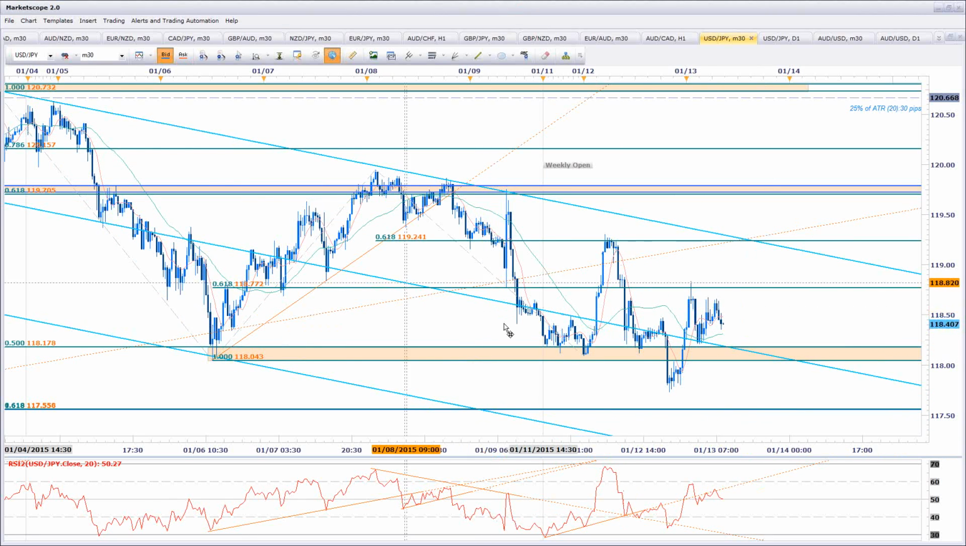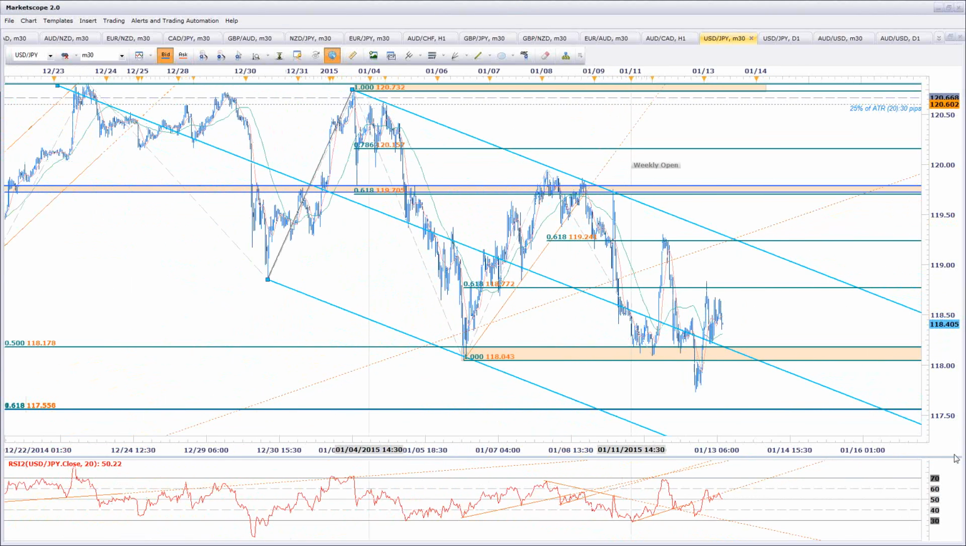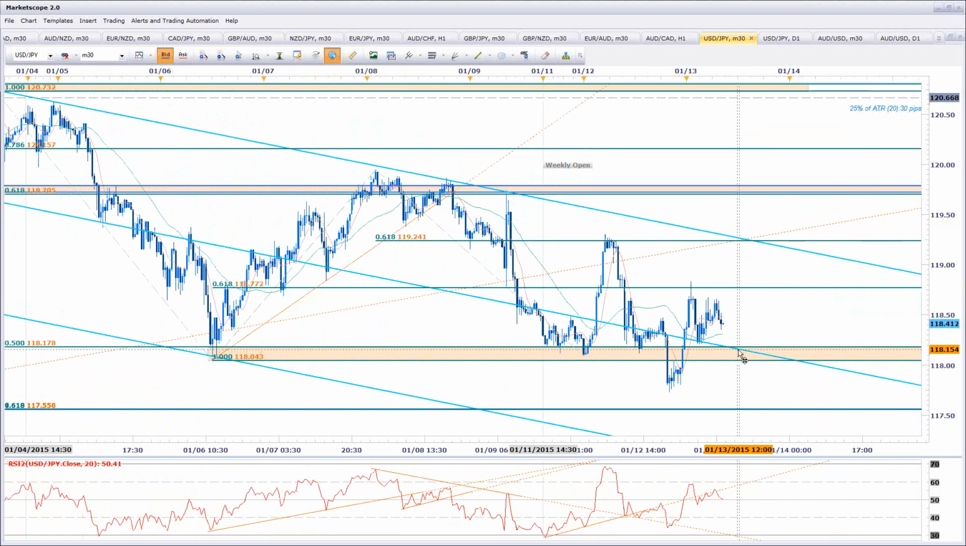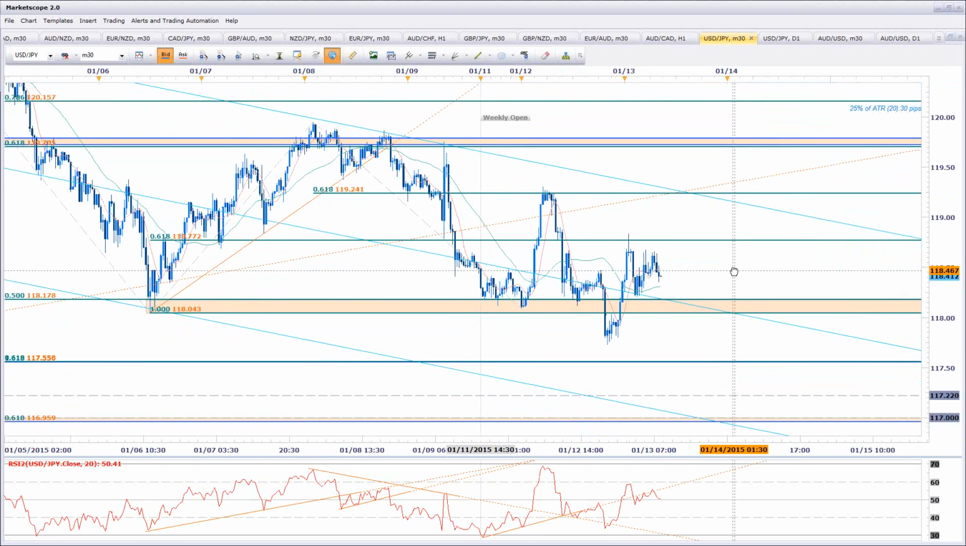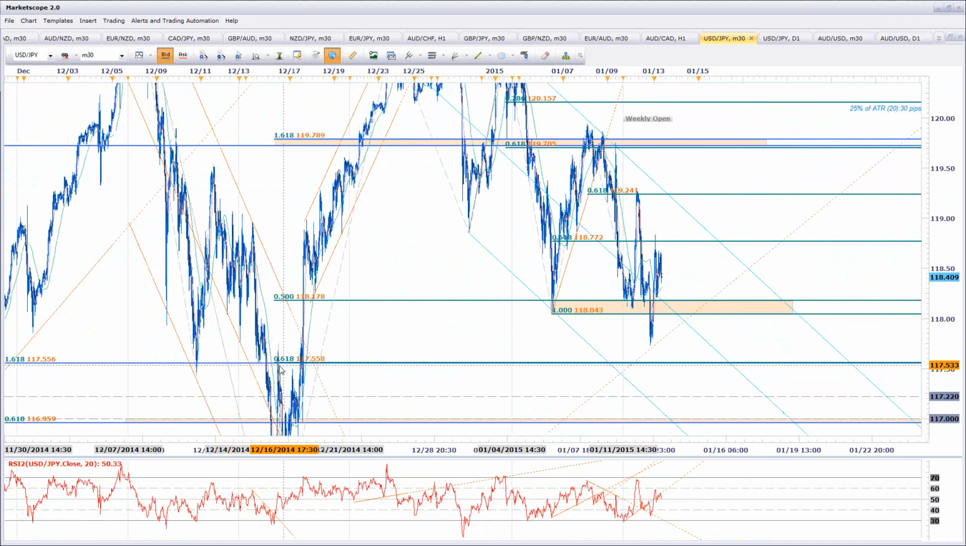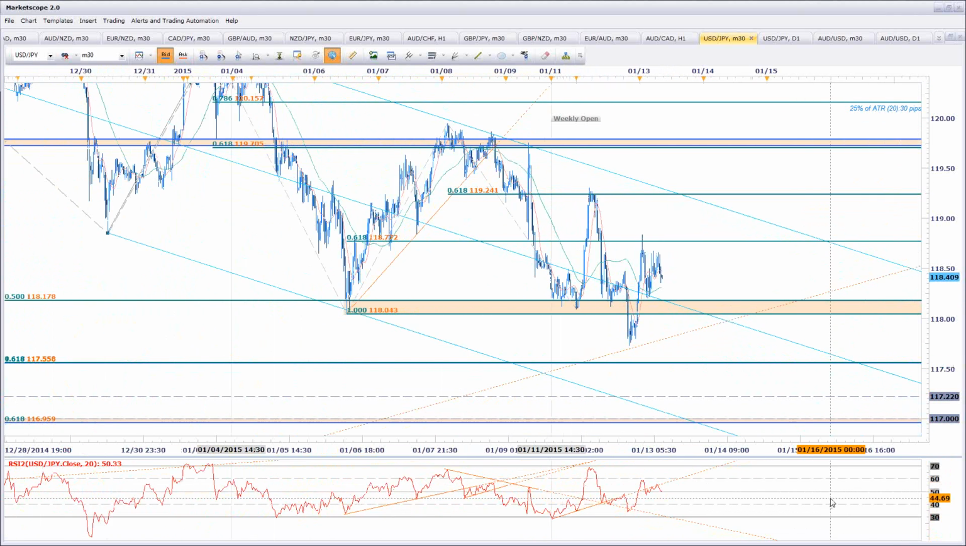The broader picture still looks to be holding within the confines of this nice descending Andrews pitchfork off the highs here. And we really would like to see another break below that median line and push below that 118 barrier to open up those southern targets. You're looking at 117.55 as a nice confluence region here, 618 retracement off the low, and a 618 extension off the high. And then right on into the 117 barrier, which is what the swing setups are targeting.